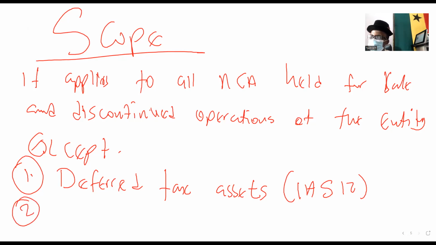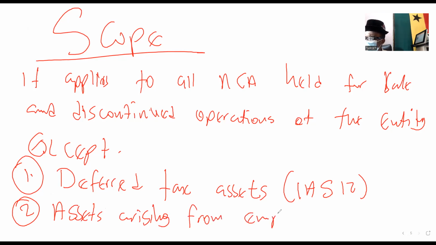Item number two that IFRS 5 does not talk about is assets arising from employee benefits.